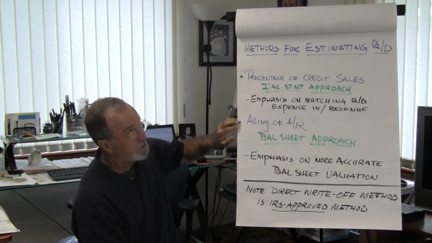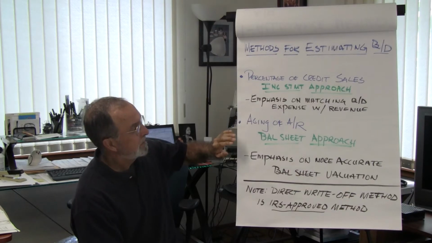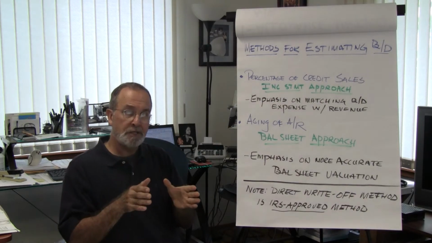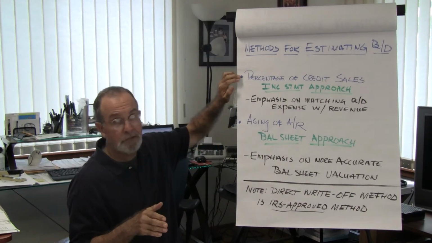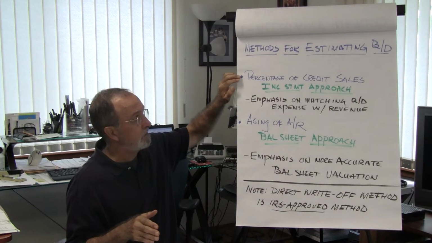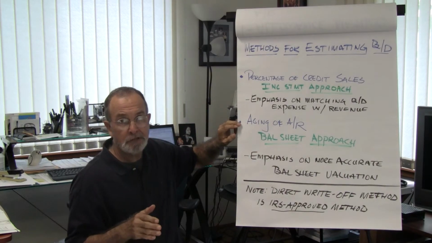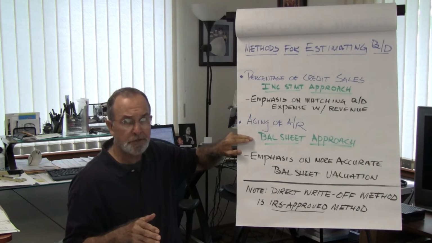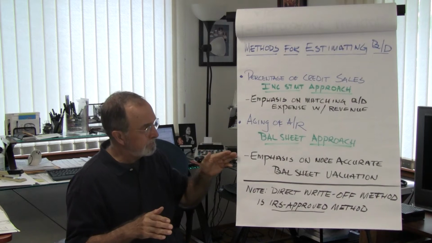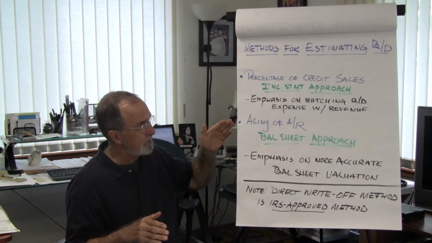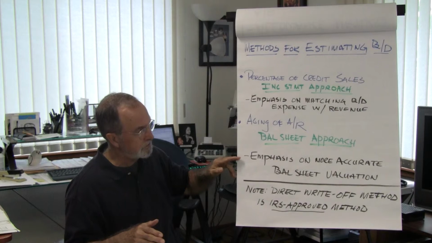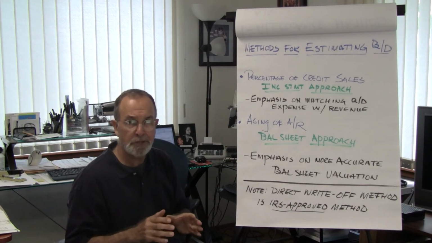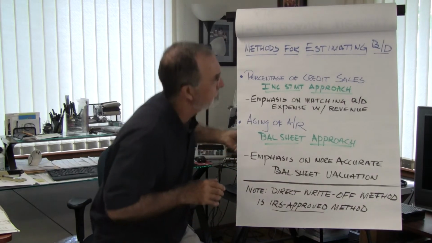The second method used for estimating bad debts is the aging of accounts receivable. Because the focus is accounts receivable, which is a balance sheet account, as opposed to credit sales, which is an income statement account. When we use the aging of accounts receivable method, that's sometimes referred to as a balance sheet approach. Our emphasis with the aging of AR method is on a more accurate balance sheet valuation of accounts receivable.